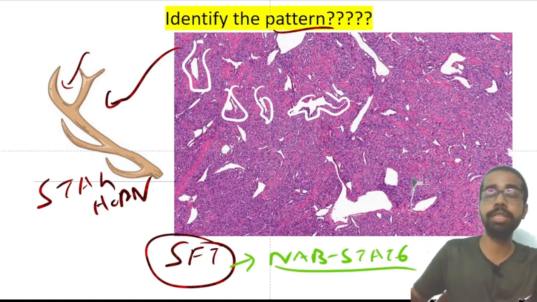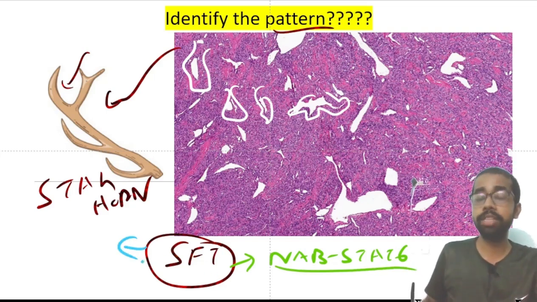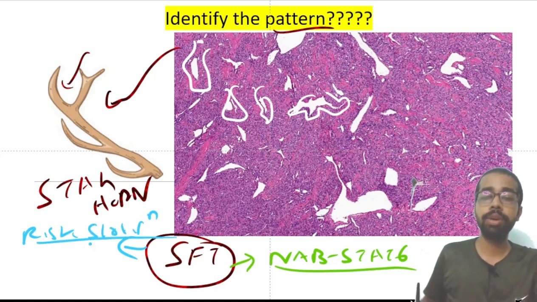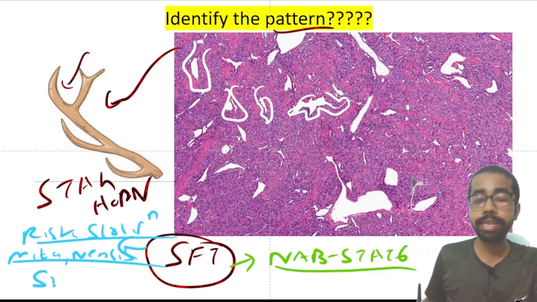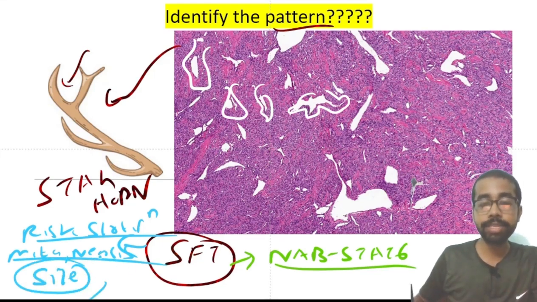They won't ask you this question. These are the UG level questions. They will ask you what are the criteria used for risk stratification of SFT. Hope you remember. Everyone will say mitosis, necrosis. That is what the examiner doesn't want to listen to. They want you to say size. What else? Apart from mitosis, necrosis and size, yes, age, patient's age.